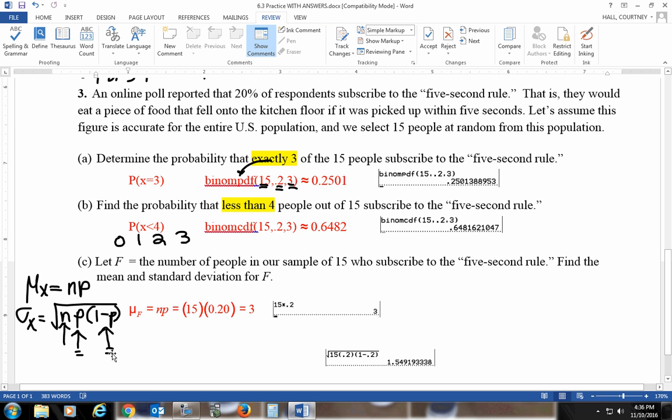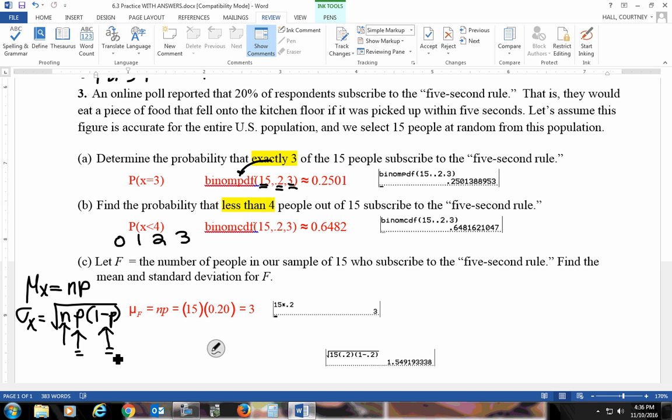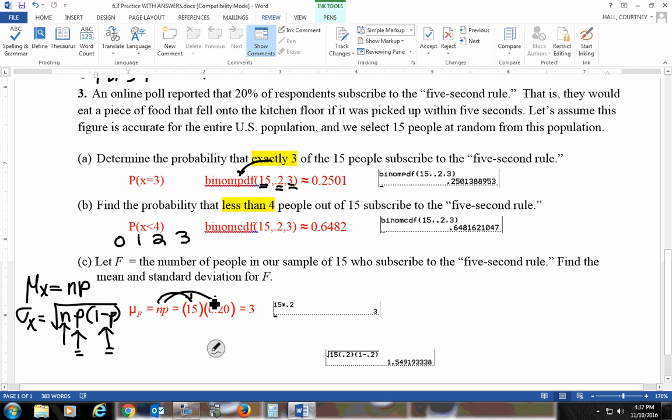Okay? And I couldn't get it to copy and paste over correctly, so we'll just have to add that work in here. Let me back up a second and do the mean first. Using the mean is equal to np, your number of trials is 15, and your probability of success is 0.2, and that's from the scenario. So 15 times 0.2 gives me a mean of 3.